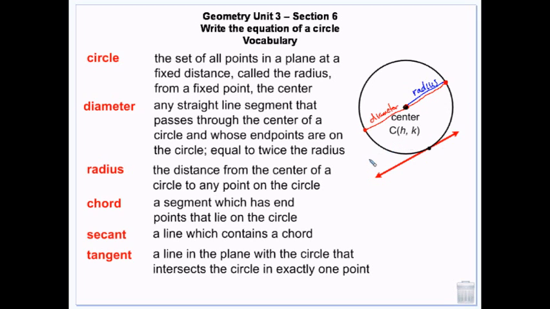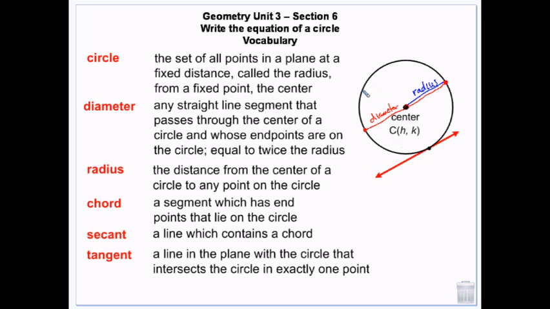The radius is the distance from the center to any point on the side. I can go from here to here, here to there, anywhere, and it's the same length. Radius is always the same. It doesn't matter where you go to on the circle.